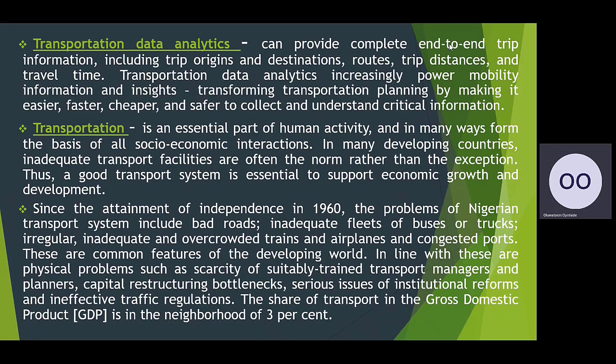transport data analytics, because we are looking at data analysis in the transport industry. What will it help you with? What's the essence of data analysis in the transport industry? I said transportation data analysis can provide complete end-to-end trip information. You are moving from a particular location to another. With that movement, you can look at the distance involved, the kilometers, the trip.